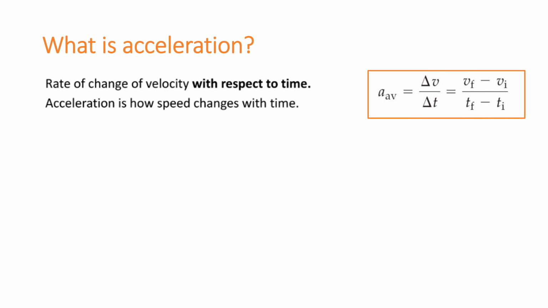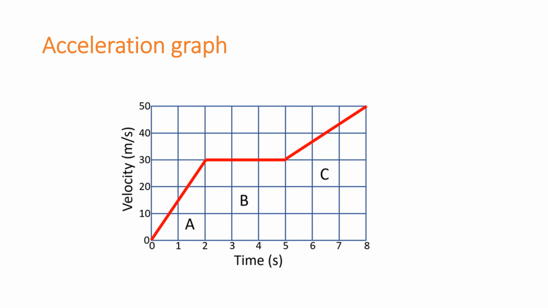So this is the equation for acceleration, and this is an acceleration graph. You can see the velocity in here and time in here, and you can see that the velocity is increasing from 0 to 30, and it took 0 to 2 seconds to increase, and it came to constant acceleration from 2 seconds till 5 seconds, and it increased again from 5 seconds to 8 seconds.